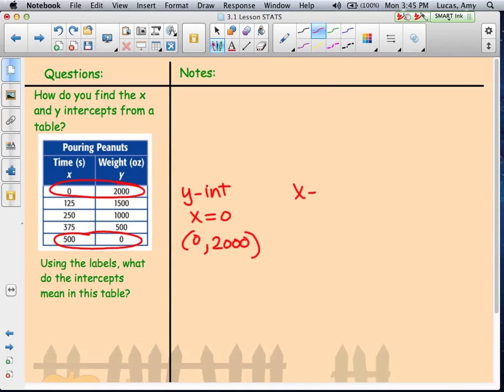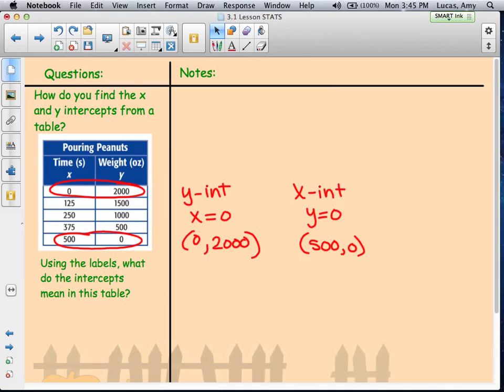The x-intercept, that is when y equals 0, because it's on the x-axis. So the x-intercept is (500, 0). So the x-intercept has a y value of 0, and the y-intercept has an x value of 0. Using the labels, this is the exact same problem as last one, so the intercepts mean the same thing. The weight started out at 2,000 ounces, and then after 500 seconds, the container was empty.